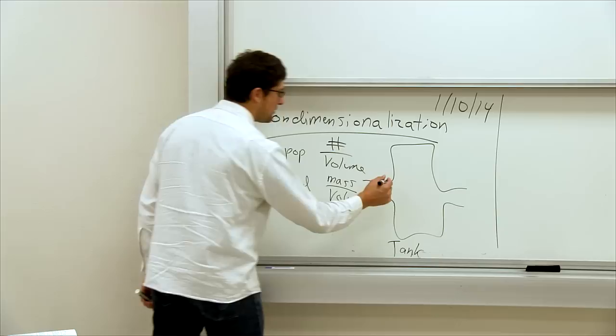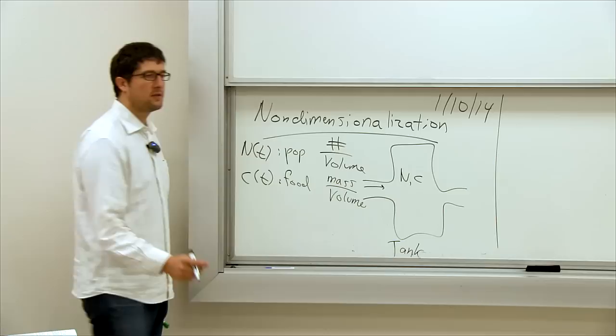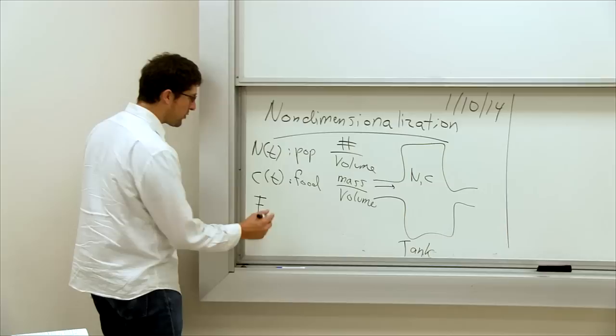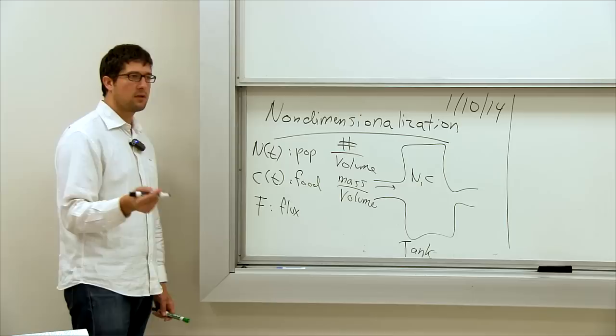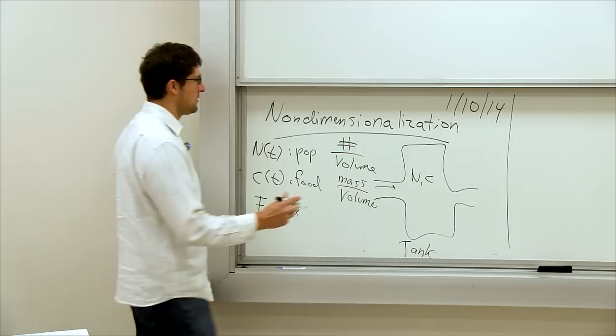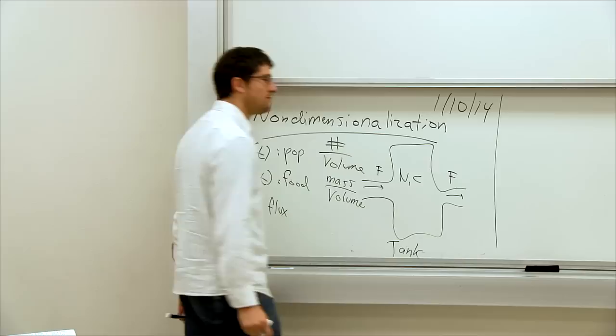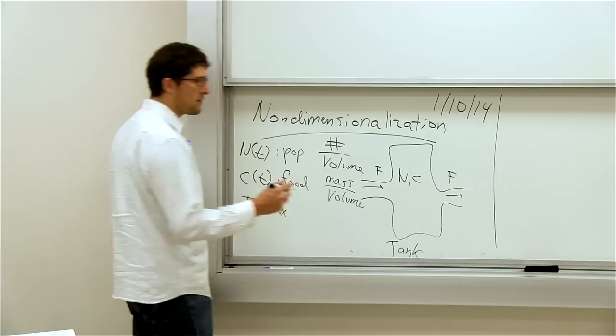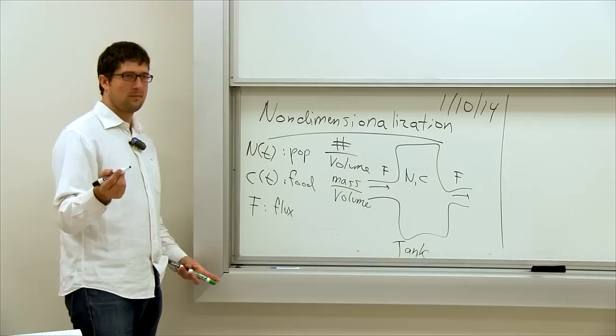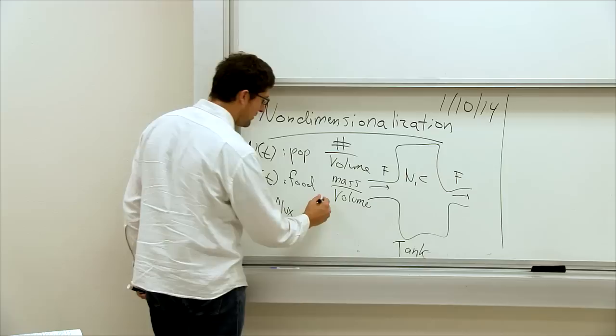Then there is the flux of material into the tank, which is given by a parameter F. We said the flux coming in is the same as the flux coming out. So it's F coming in and F coming out. And what are the units for the flux? Mike? It was volume per unit time. That's right. Volume per time.